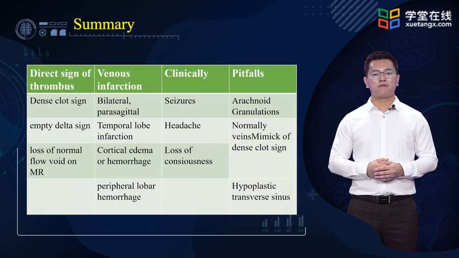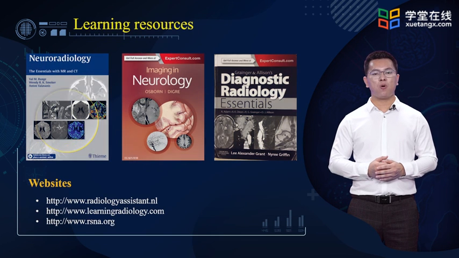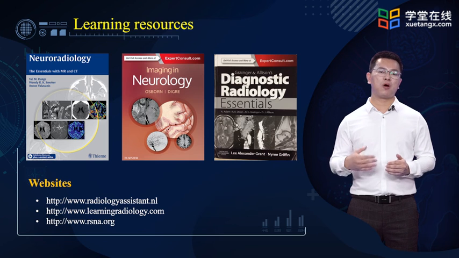Let's make a summary for this session. This table summarizes the key imaging findings for detection of CVT and also the differentiation pitfalls. That's all for this section. These are useful learning resources for you to reference.